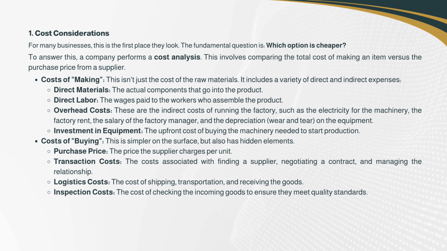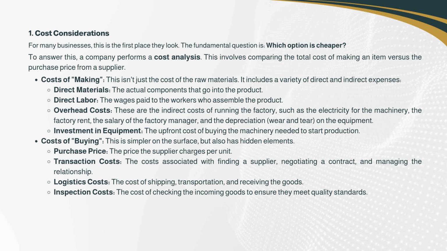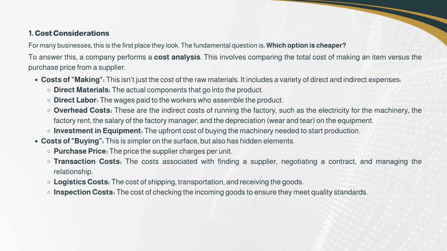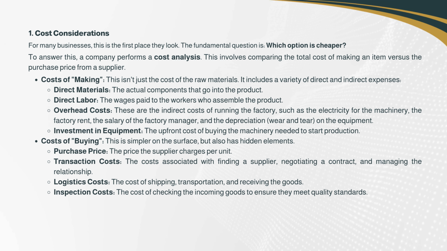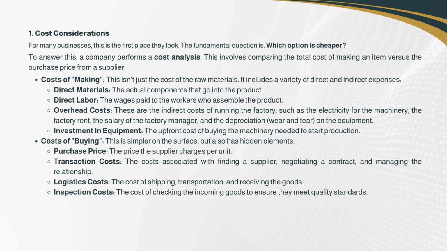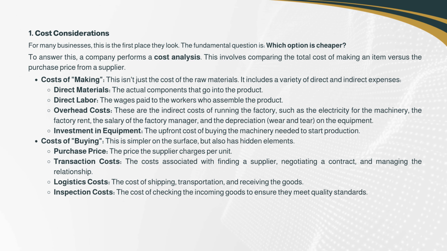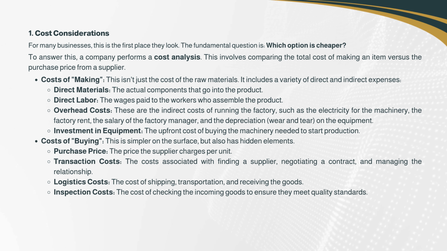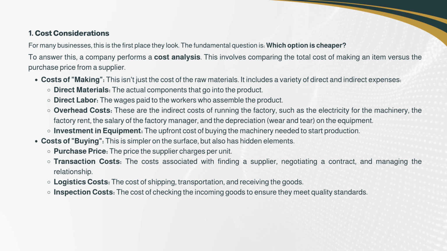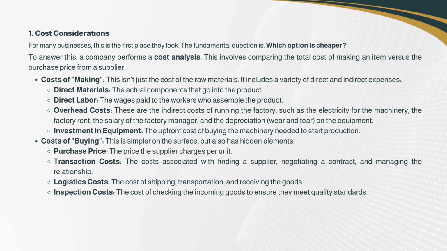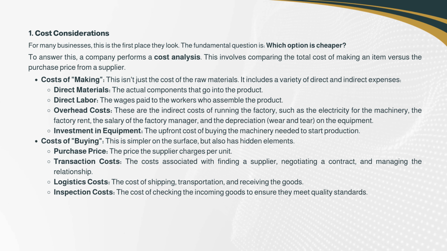Costs of buying. This is simpler on the surface, but also has hidden elements. Purchase price, the price the supplier charges per unit. Transaction costs, the costs associated with finding a supplier, negotiating a contract, and managing the relationship. Logistics costs, the cost of shipping, transportation, and receiving the goods. Inspection costs, the cost of checking the incoming goods to ensure they meet quality standards.